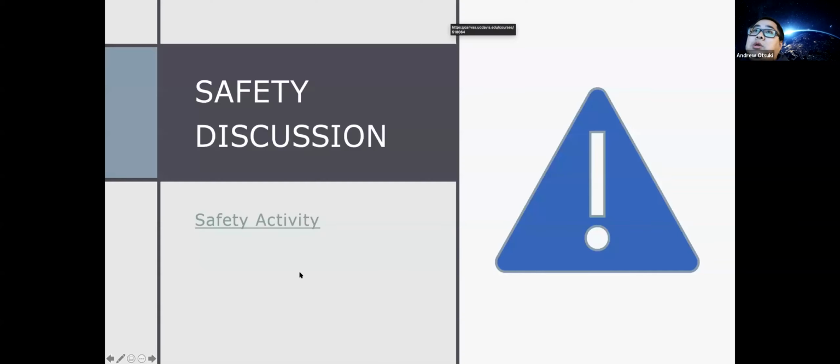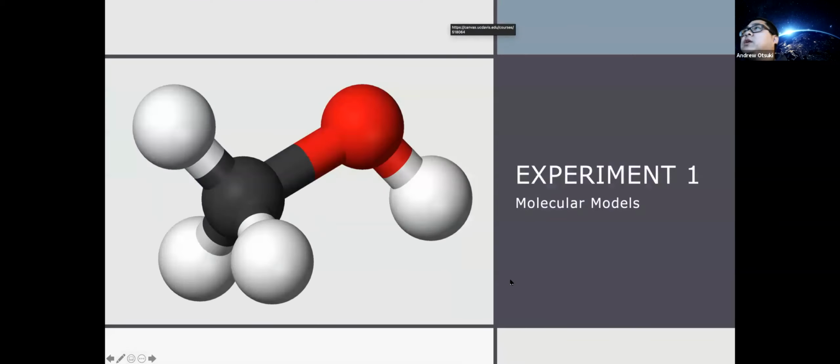Okay, so I'm just going to talk for 10 minutes about the introduction of what you'll be doing this week. So experiment 1, we're going to be looking at molecular models. So hopefully if you have your model kits, that'll be great.